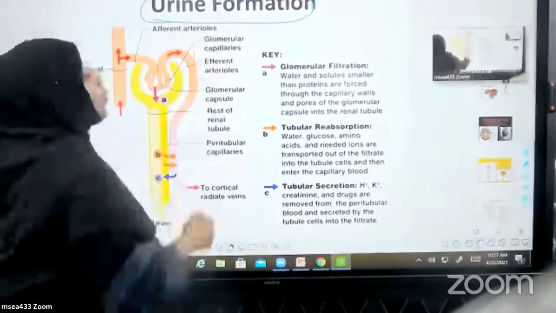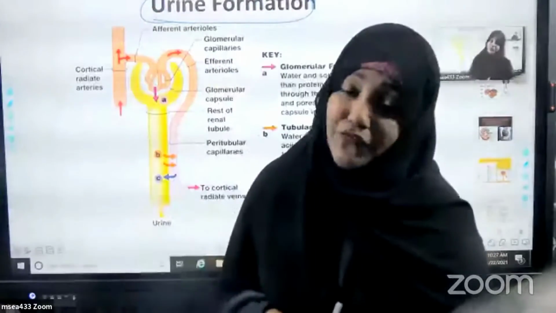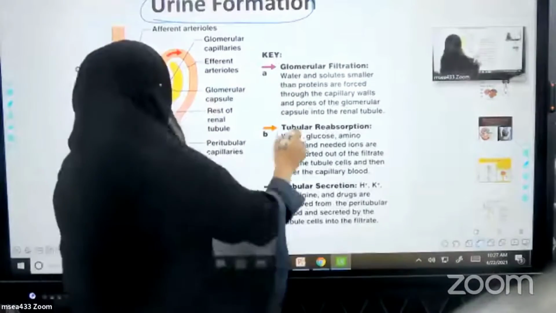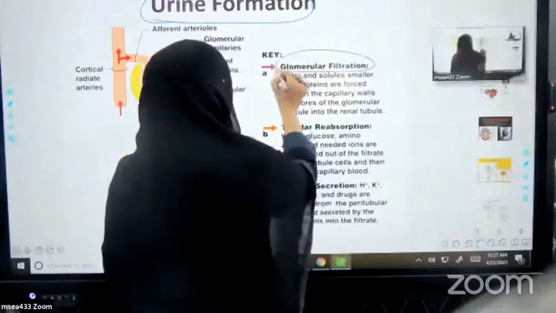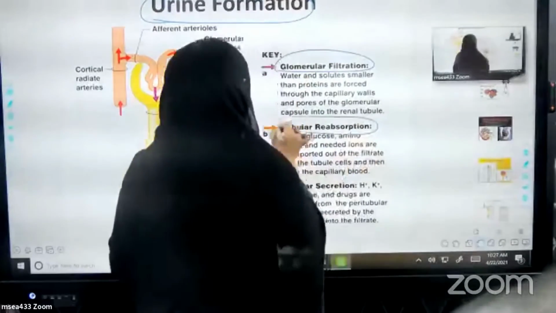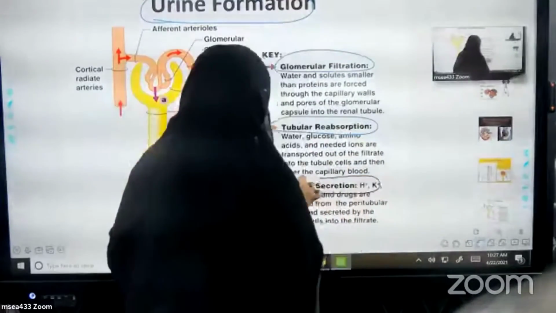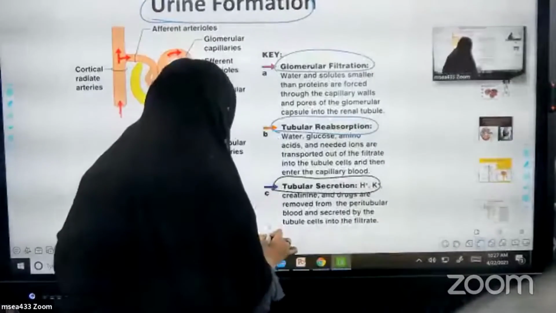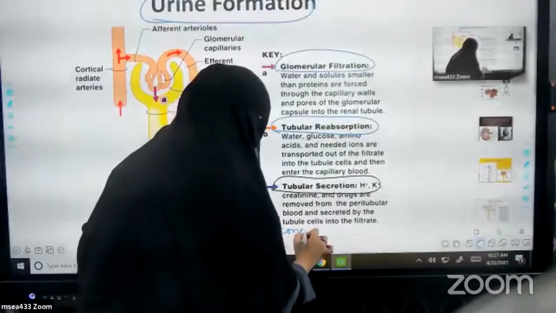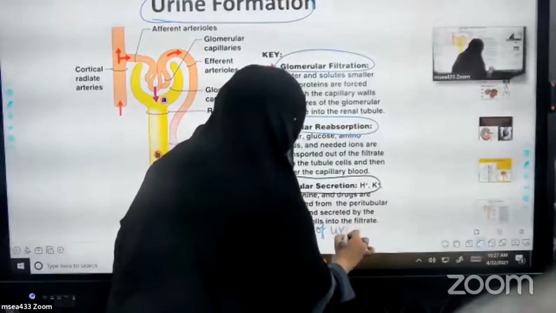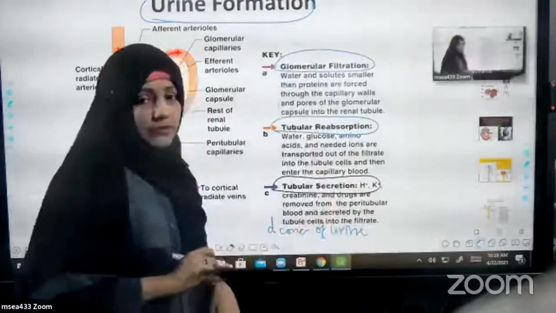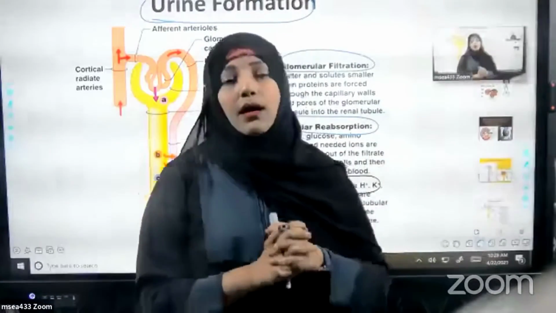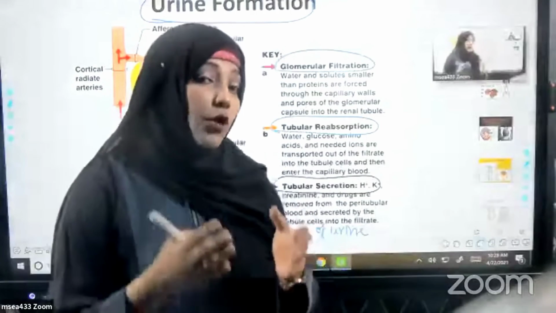So let us see the mechanism of urine formation. Urine formation involves four different stages. The first stage is glomerular filtration, then tubular reabsorption, tubular secretion, and concentration of urine. The fourth step will be concentration of urine, or formation of urine. When the urine completely forms, that itself is the final stage of the mechanism of urine formation.